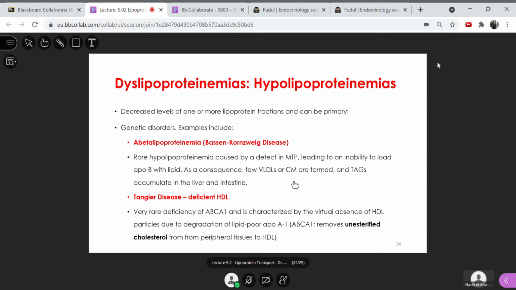So with defective MTP, they cannot be loaded with lipids. So these particles, VLDL and chylomicron, are not formed properly, only a small amount is formed. And these triacylglycerols that are supposed to be loaded into these particles will remain where they are. They will accumulate in the liver and in the intestine. In order to memorize the name, maybe the A is for abetalipoproteinemia, the lipoproteins that have ApoB, which are chylomicron and VLDL.